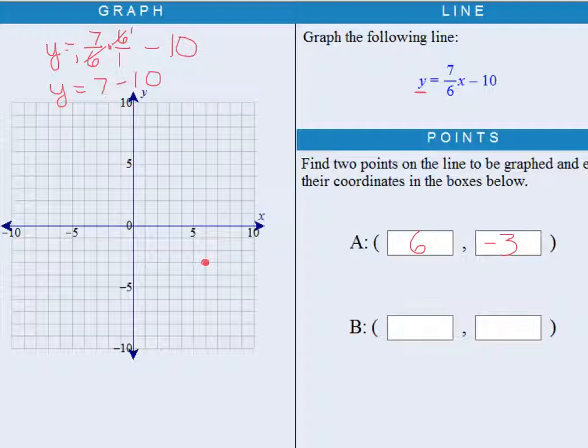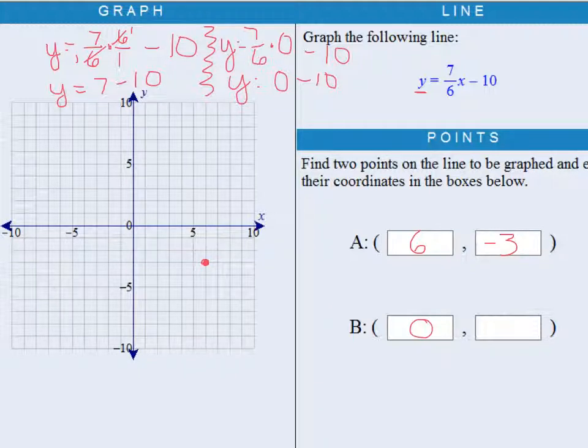So what I would probably do instead is try putting in a -6. Or, you know what? Here's a better option. How about plugging in a 0? 0 would be easy. So y equals 7/6 times 0, and then minus 10. Well, 7/6 times 0 is just 0, minus 10. Well, that's just going to be a -10.